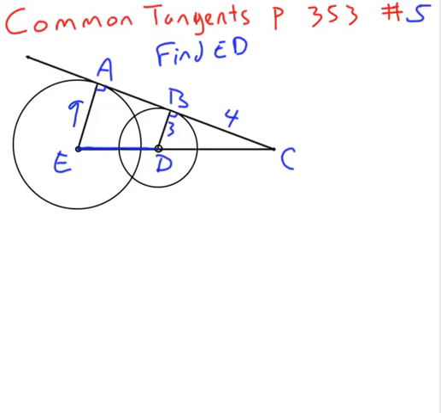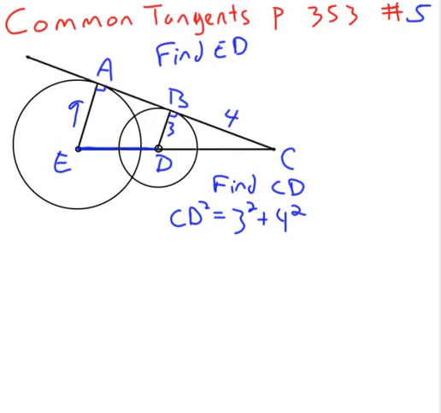So if I can find CD, and if I can use rules of proportionality to find EC, that hypotenuse, then I just subtract and I can find ED. So let's find CD. Well, CD squared equals 3 squared plus 4 squared.